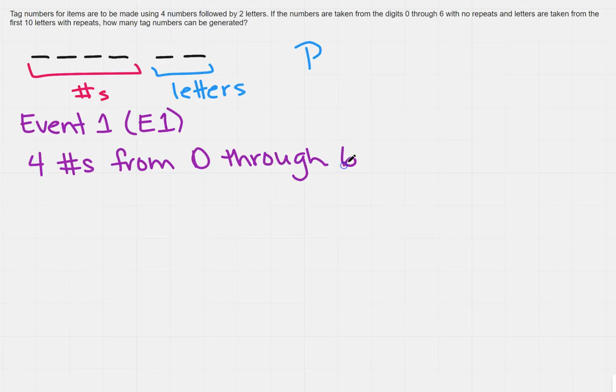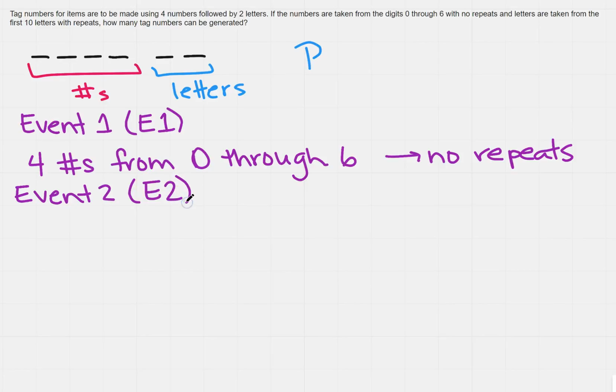Now the other thing you need to ask yourself is, could these numbers be repeated? And the answer is no. So just remember this is with no repeats. That's important. Now I need to look at another event. That's the other part of the tag. So event 2, or E2, is going to be what?